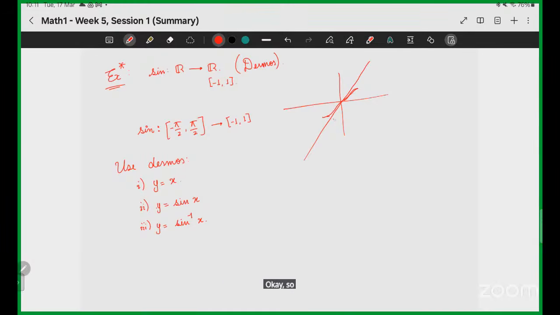Okay, so you'll have something like this. On the one hand, you will have the sine wave, and on the other, you'll have the sine inverse wave, which is something like this. It should be like this, no? Yeah.